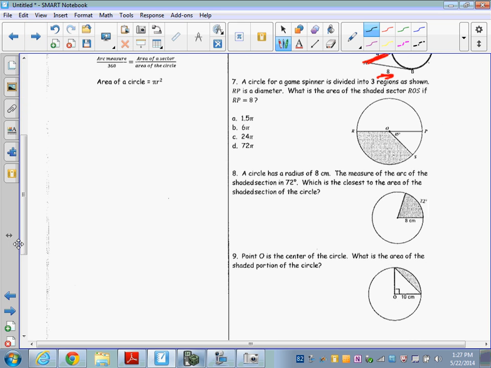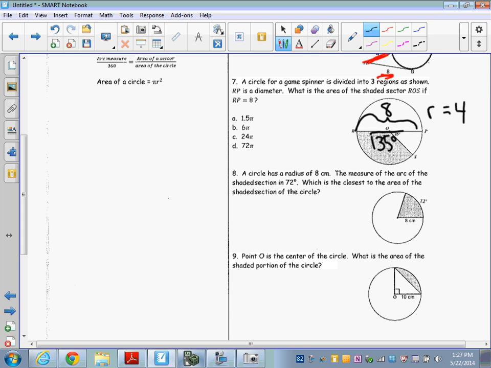For question 7, you need to find the shaded area. So since this whole line right here is equal to 180, I know that the shaded part needs to be 135, because 135 plus 45 is 180. I'm told that RP is equal to 8. So that means the radius has to be 4. So now I'm ready to solve the problem.